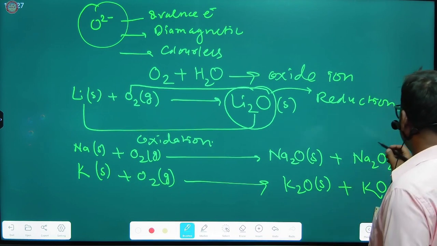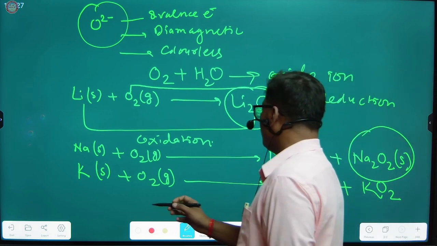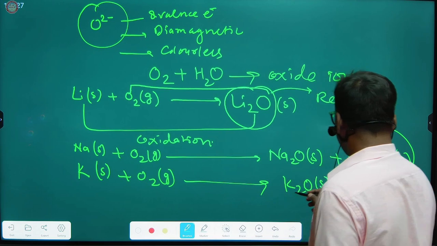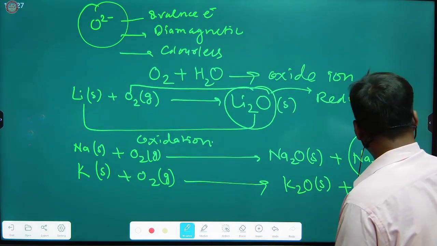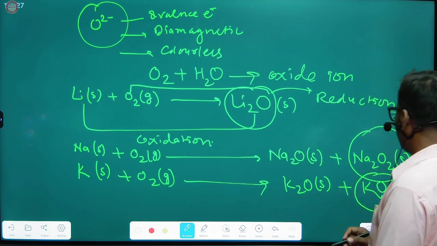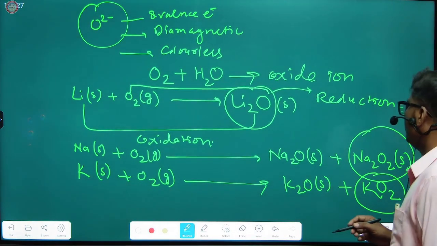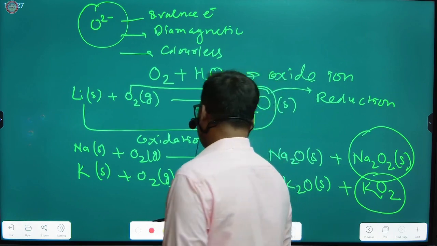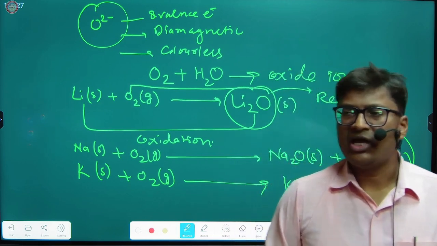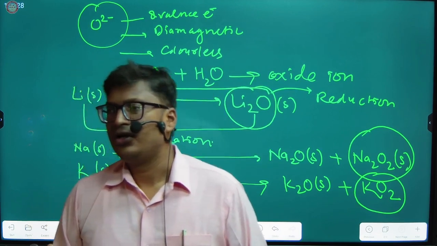So in this case, this product, that is sodium peroxide, is stable, and potassium reacts with oxygen gas, resulting in the formation of potassium monoxide and potassium superoxide. So in this case, potassium superoxide is the most stable product, right? So what is the chemistry behind that? Different types of alkali metals will form different types of oxides.